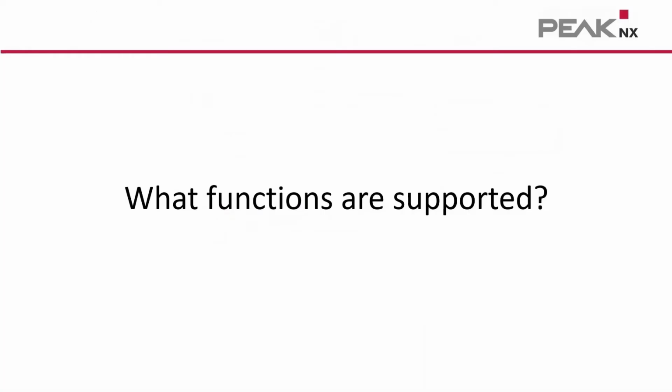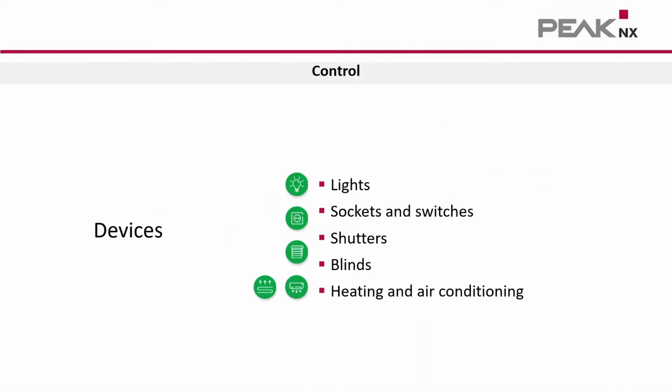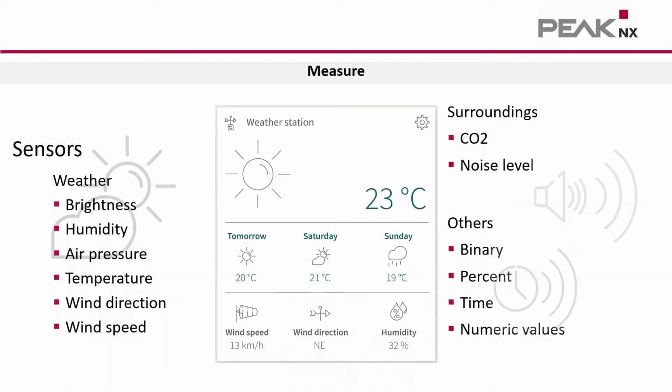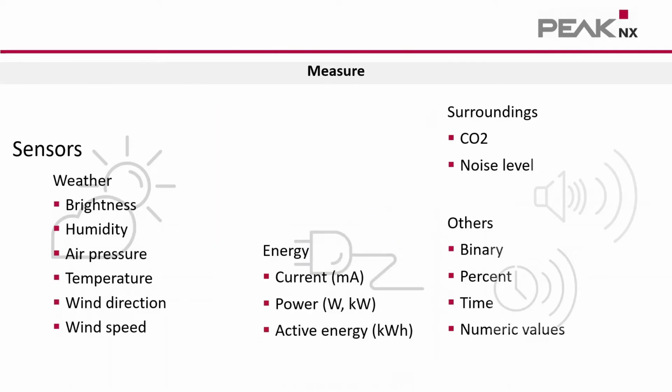What functions are supported? YOUVI can control the following devices: lights, sockets and switches, shutters, blinds, heating and air conditioning. In addition, a number of sensors are supported to keep an eye on other parameters of your house, like energy usage or air quality. Weather sensors for humidity, wind speed or temperature can be combined in a weather station widget. Furthermore, various energy values, binary sensors or percent sensors are supported.